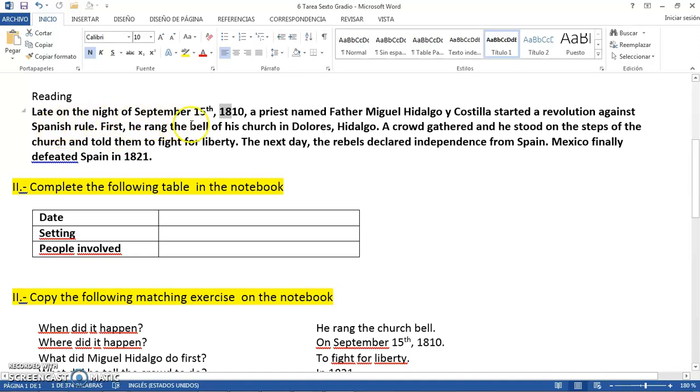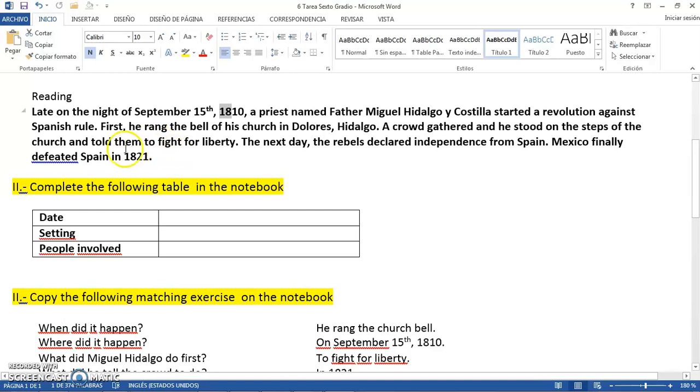Late on the night of September 15, 1810, a priest named Father Miguel Hidalgo y Costilla started the revolution against Spanish rule. First, he rang the bell of his church in Dolores Hidalgo. A crowd gathered and he stood on the steps of the church and told them to fight for liberty. The next day, the rebels declared independence from Spain. Mexico finally defeated Spain in 1821.